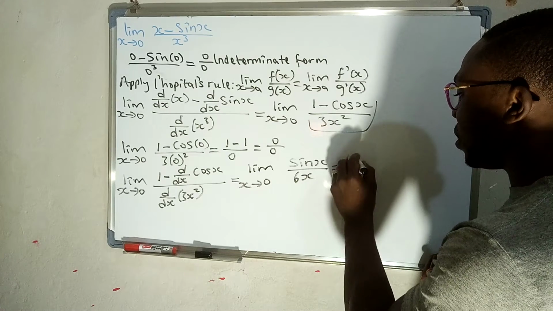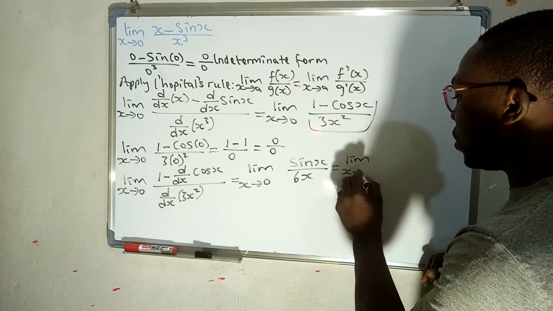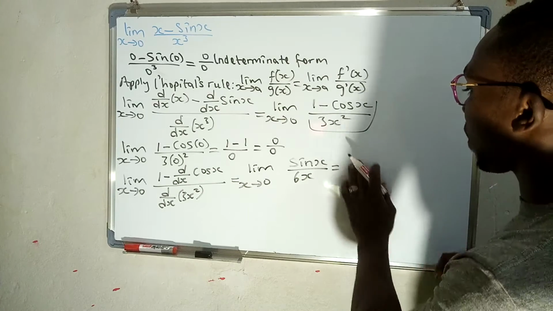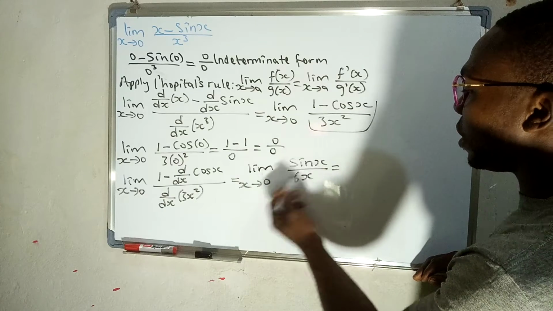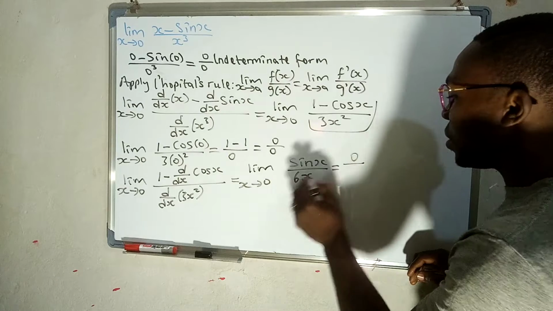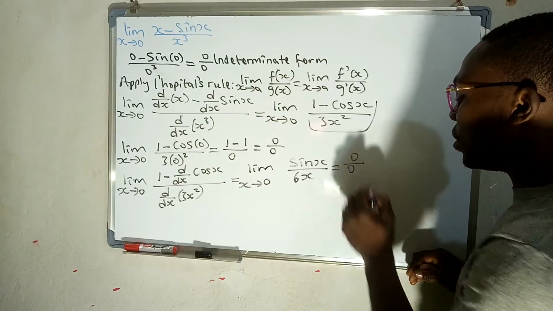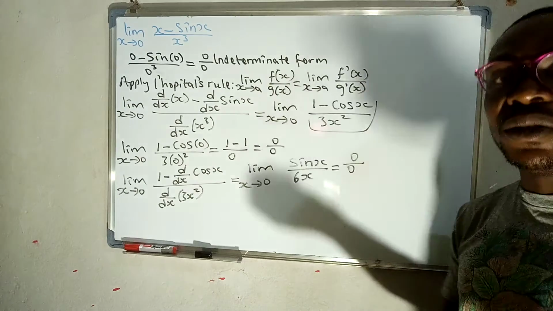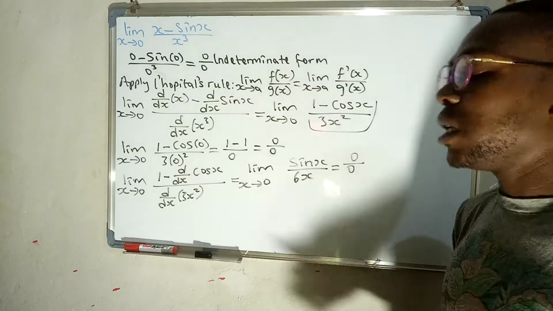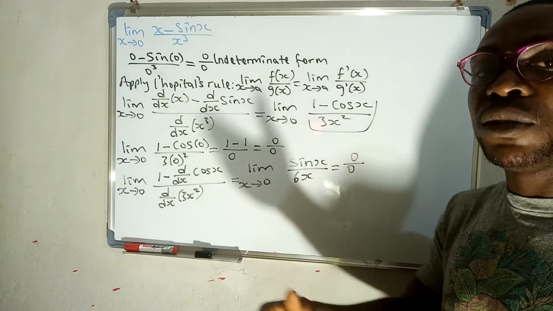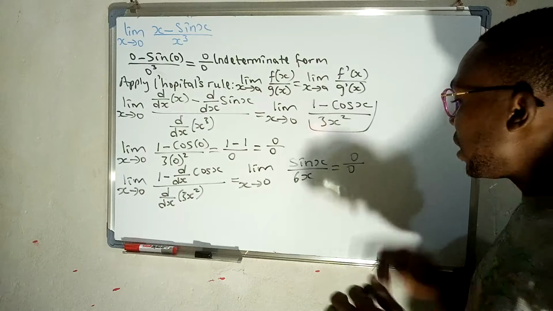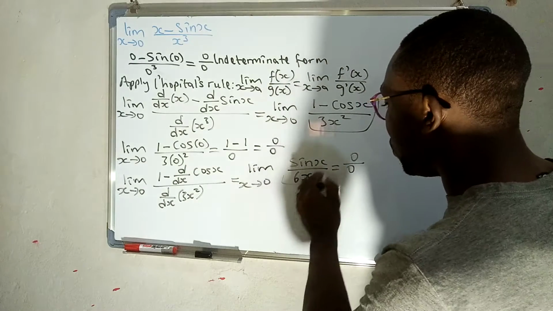So we apply our 0 into our x, with the limit as x approaches 0. When plugging 0 into sine x, sine 0 is 0, so I put 0. 6 times 0 is 0. You see, we are still having 0 over 0. That means we will still apply L'Hopital's rule again. That's why we continue to apply it until we do not get 0 over 0. You understand? Now we apply L'Hopital's rule for this.